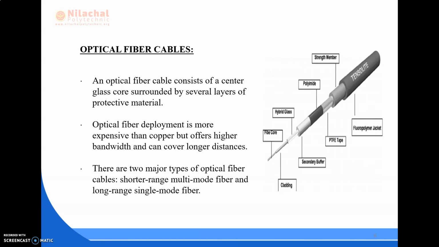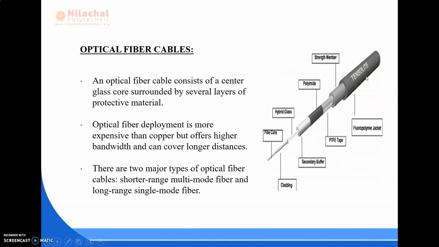There are two major types of optical fiber cables: the shorter range multi-mode fiber and the long range single mode fiber. So here we can see that there is a fiber core and there is a cladding inside the hybrid glass coating, and there is a secondary buffer which is covered with the polyimide, and finally both are covered with the fluoropolymer jacket, that is an insulation or a plastic type of covering over it.